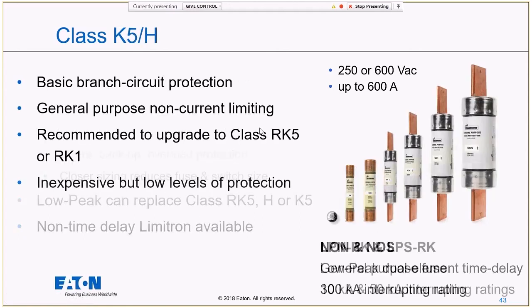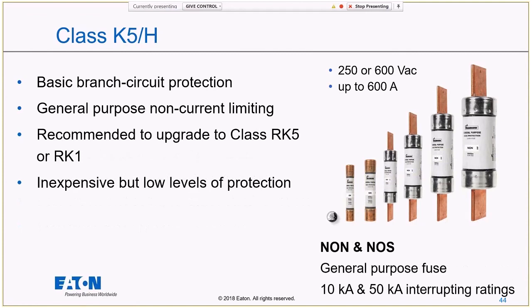Next up is that K5 or that H fuse. You might know this as the NON or the NOS fuse for my Bussmann part number. Same amp range and same voltage rating, that 250 or 600 volt range, up to 600 amps. This is a really basic level of protection. These are a much older style of fuse. They are not current limiting, nor are they time delay. They are very inexpensive. That is why people tend to still use them today.